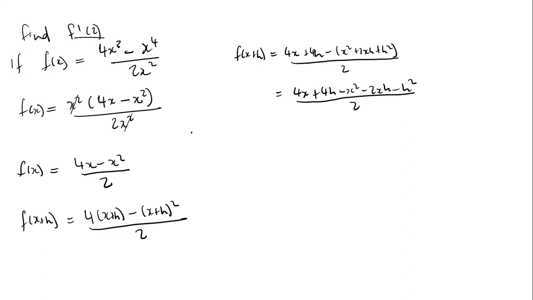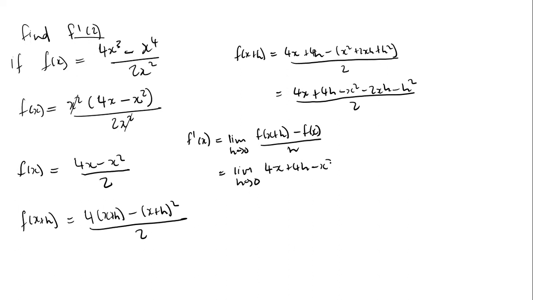And therefore, we are going to determine the first derivative using first principles. So here we have the limit as h tends to 0 of f of x plus h subtract f of x, divided by h. So let us do the substitution. Now, what is f at x plus h? This is the equation, so we're going to substitute this. Here we have 4x plus 4h subtract x squared minus 2xh minus h squared, divided by 2, subtract f of x. In this case, we're going to take the simplified one.